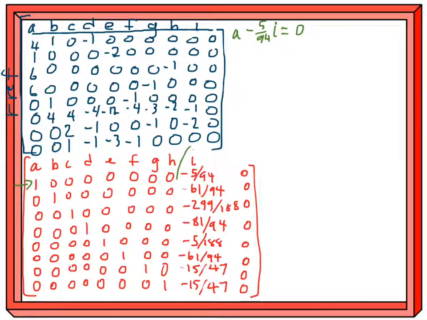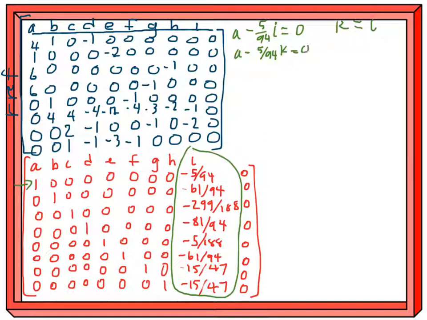Notice how this column for I's is the only one that has numbers other than 1s and 0s, which means that it might be easiest or advantageous to let k equal I, not 6. Okay, so when we do that substitution, A minus 5/94 k is equal to 0. Just add that 5/94 k over.